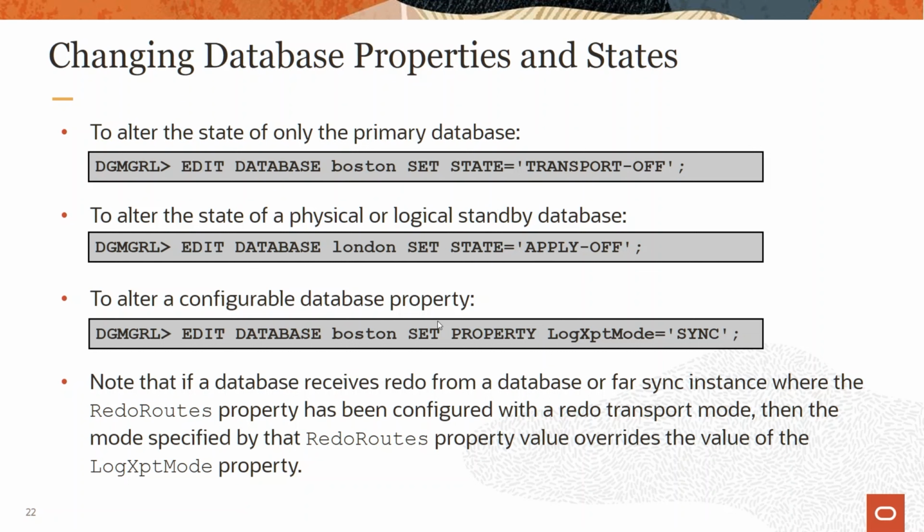But one thing we have to know, as a part of a previous demonstration, I showed you a redo route property. If you have a redo route property and also a log export mode property that are configured, then Data Guard broker always takes the value of the redo route property setting. That's a higher priority. So that's one thing that you have to know.